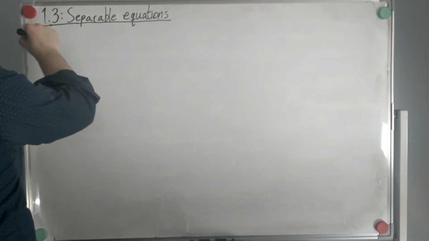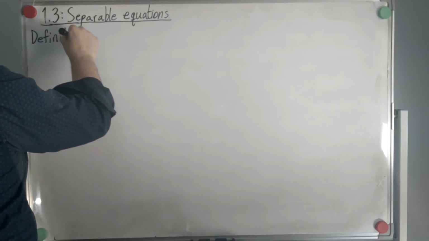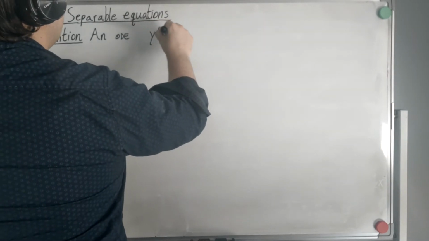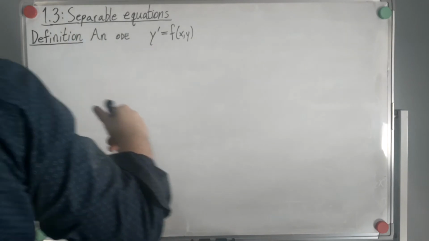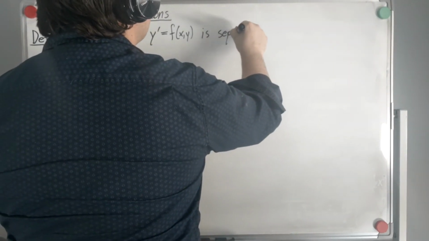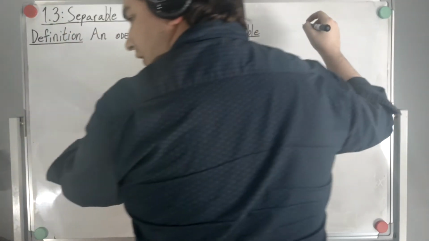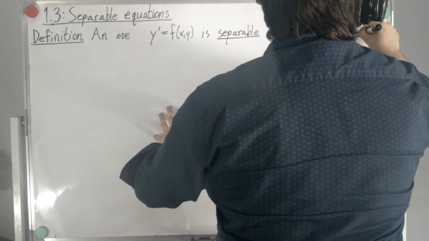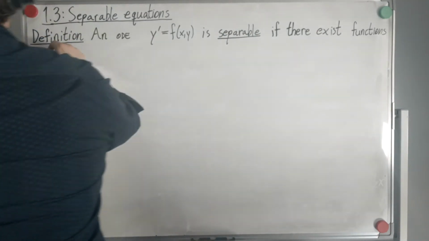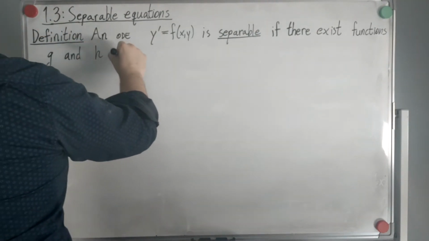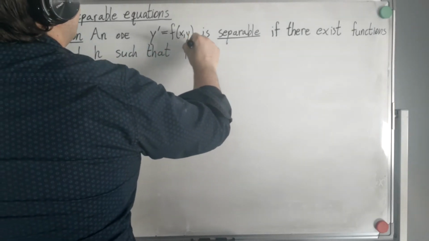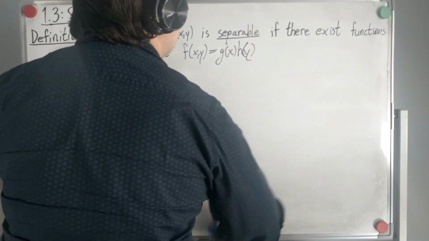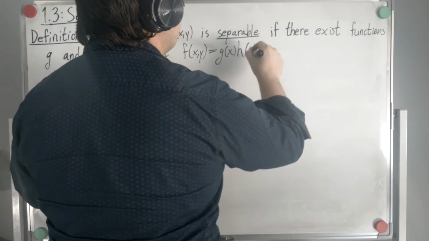So, first of all, we have to define what that means. An ODE, y prime equals f of x and y, first order ODE by the way, is separable if there exist functions g and h such that f of x and y is g of x times h of y.